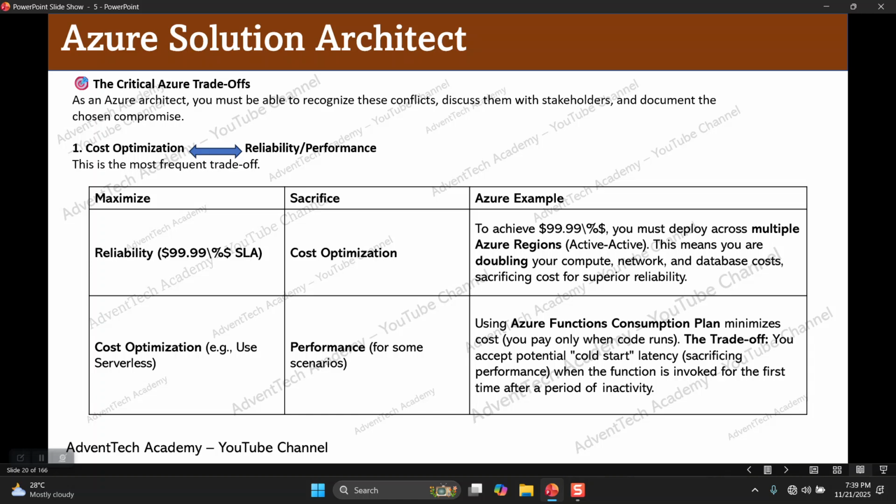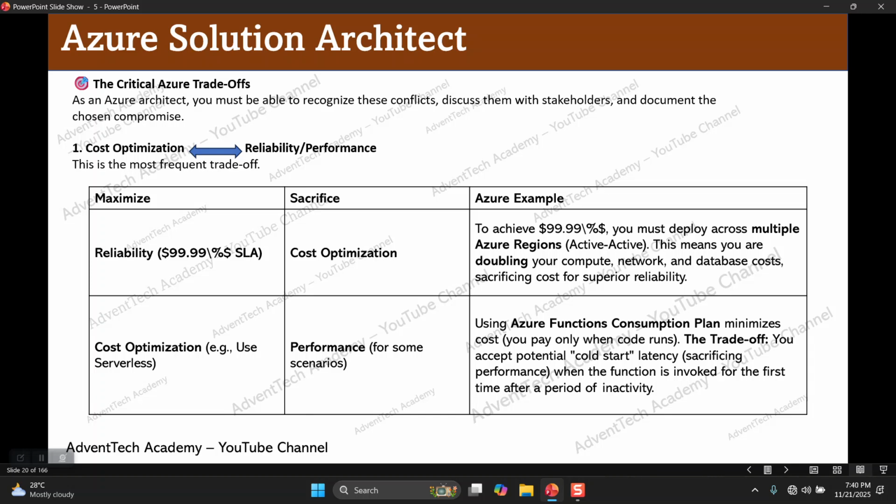Like we have high availability infrastructures. We should have a primary region and a secondary region. If the primary goes down, the secondary region will automatically come up. So it is reliability, but it will increase the cost. If you want to maximize cost optimization, here the sacrifice is performance.